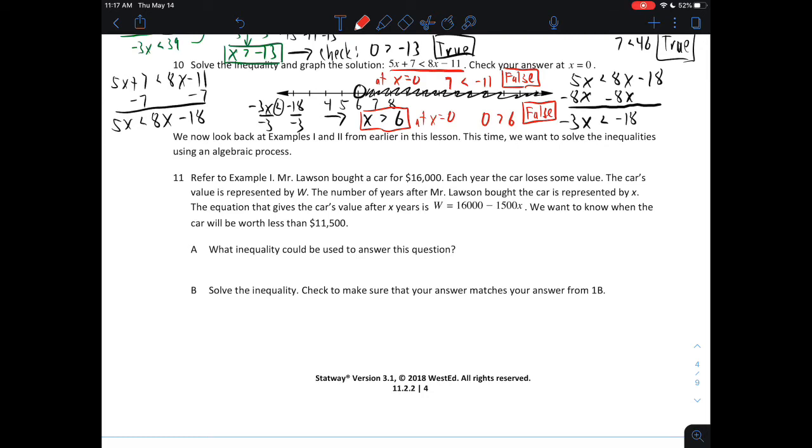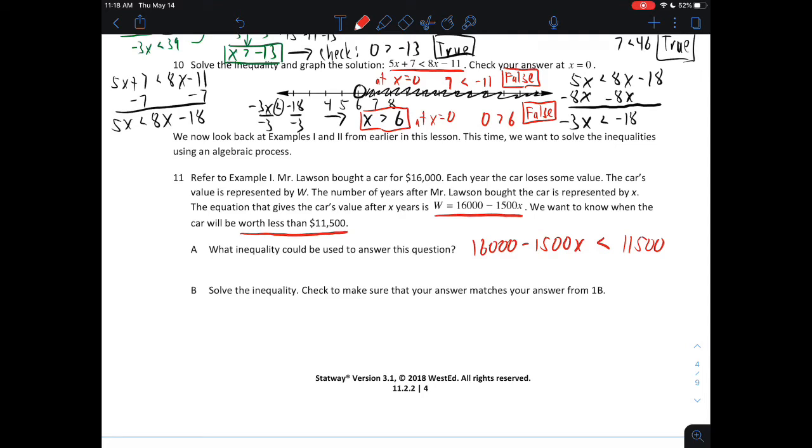We want to know when will the worth be less than 11,500? So really, that just means take the worth of the car, which is 16,000 minus 1,500X, and we want that to be less than, so we use the less than symbol, 11,500. That's the inequality in part A that could be used to answer the question, when will the car be worth less than 11,500?